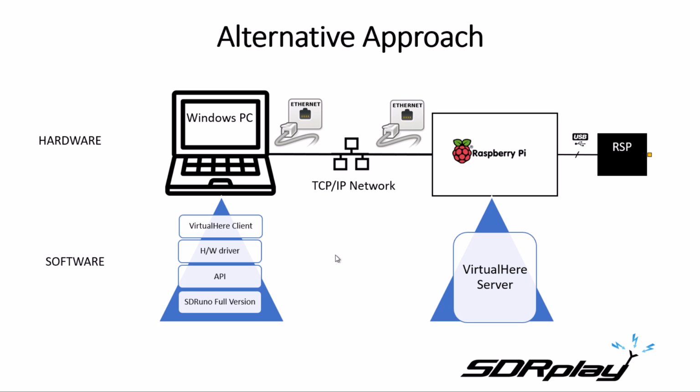And instantly you can see that the great benefit here is that you can use the full version of SDRuno. You can do scanning, you can look at HDR mode for an RSP DX, you can use master slave mode for the RSP Duo, and you can do ADSB. So you can do everything that you'd want to do with an RSP locally, but remotely.